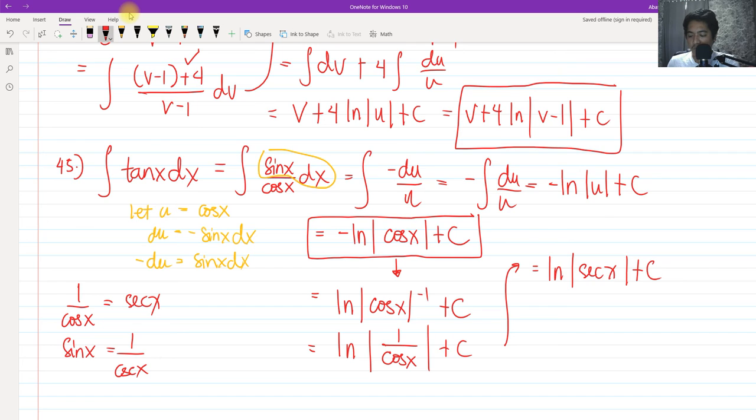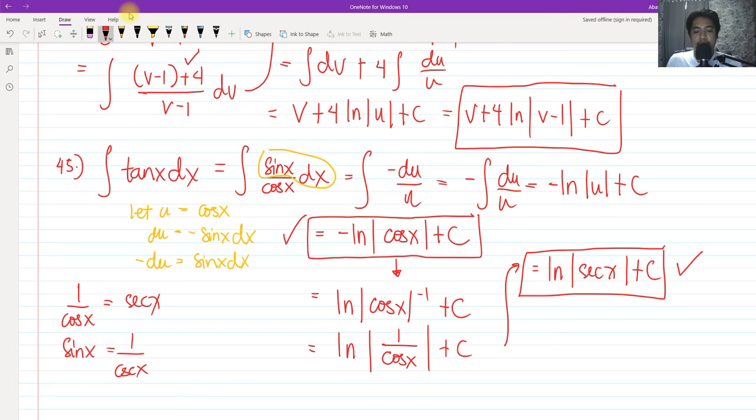Either of the two is a correct answer. In some books, in some references, we can see that the integral of tangent of x is negative ln of the absolute value of cosine of x plus c. Whereas in other references, it is ln of the absolute value of the secant of x plus c. That is still the same. Those two are the same.